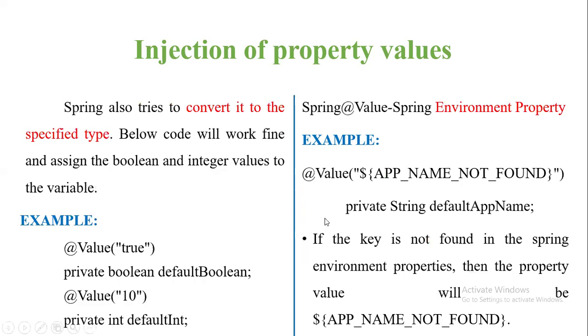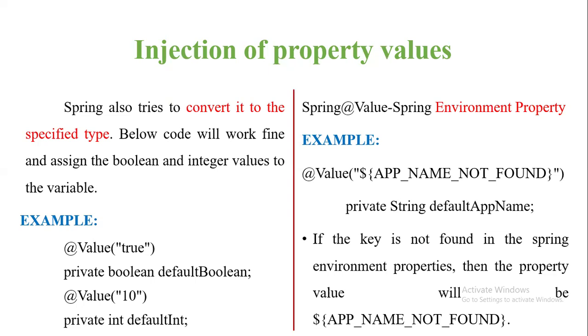Next, Spring also tries to convert it to a specified type. The below code will work fine and assign the Boolean and integer values to the variables. So in this example, the @Value is annotated with the value true, and we have declared a variable called defaultBoolean. This defaultBoolean is of type Boolean and holds the value true. Next, we have declared another variable called defaultInt. The defaultInt is a variable of type integer, and it can hold the default value 10.